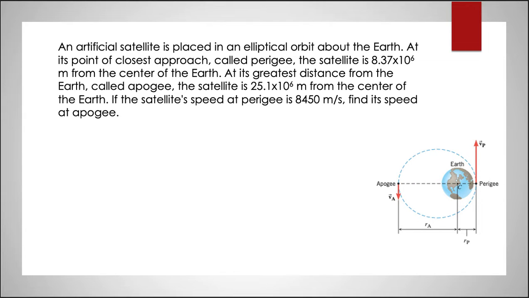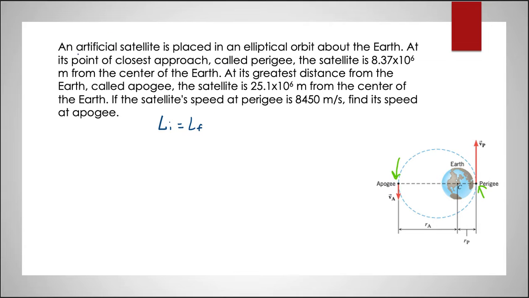In this case, an artificial satellite is orbiting Earth, and we want to know at its greatest distance the satellite's moving a certain speed, and at its closest distance moving a certain speed. And we want to know the satellite speed at the perigee, which is the closest point over here, compared to the apogee, which is this point over here. Well, we know there's no external torques here, and so Li equals Lf.